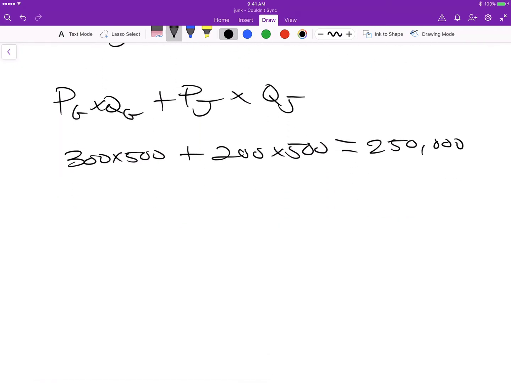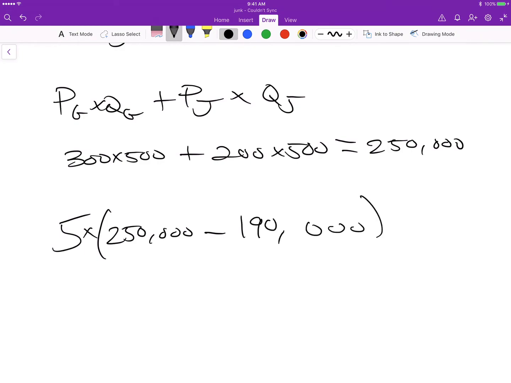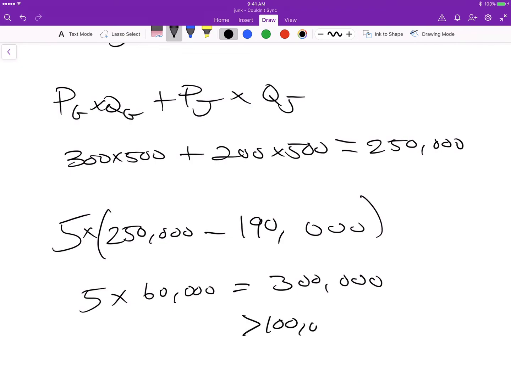So now I have to see, will they make that investment back? The base case is they get $190,000, which we solved for in the previous problem. So 5 years times $250,000 from the upgrade minus $190,000 that they could earn if they didn't upgrade. Think of this as their opportunity cost. That's $60,000 per year. So 5 times 60,000 equals 300,000 in extra profits from the upgrade. That's greater than the $100,000 investment. Right? They should go forward.